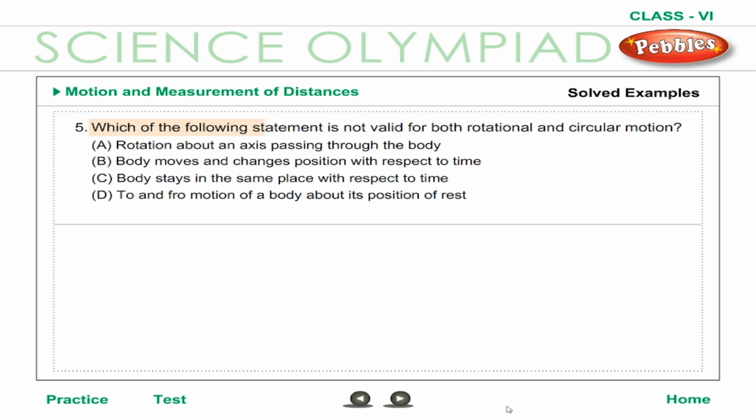Which of the following statements is not valid for both rotational and circular motion? A. Rotation about an axis passing through the body. B. Body moves and changes position with respect to time. C. Body stays in the same place with respect to time. D. To and fro motion of a body about its position of rest.